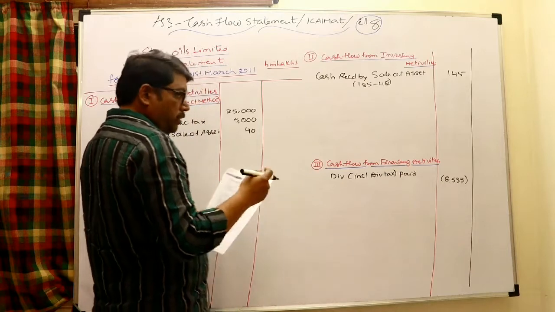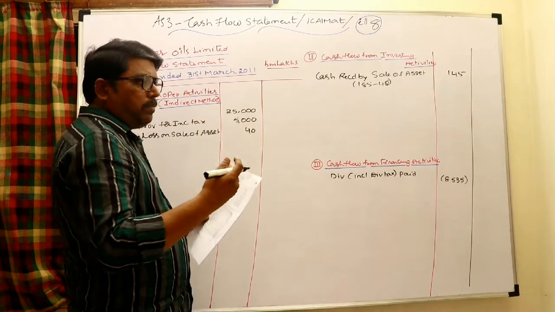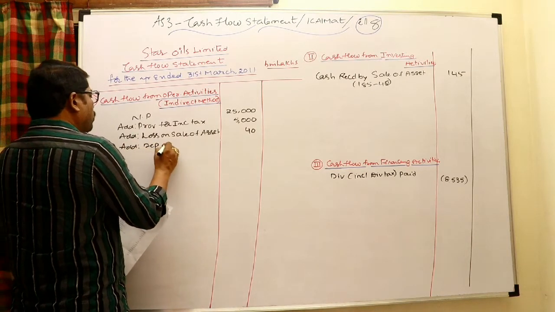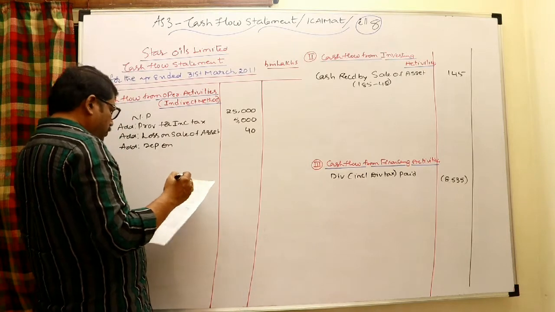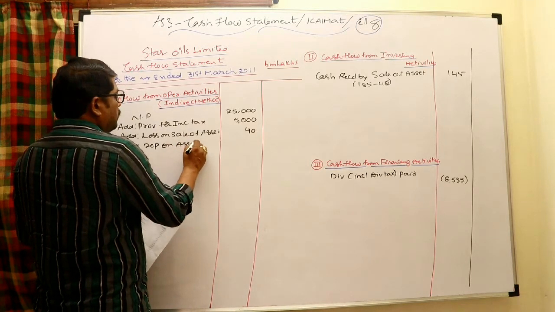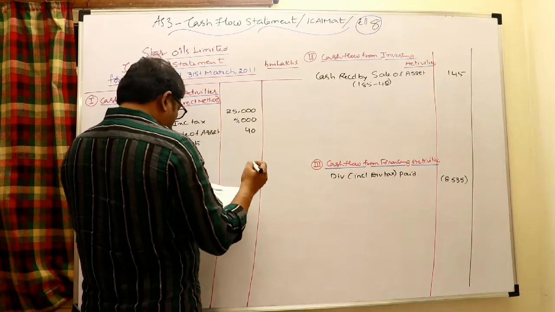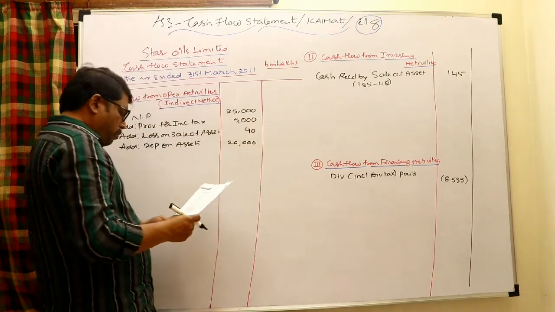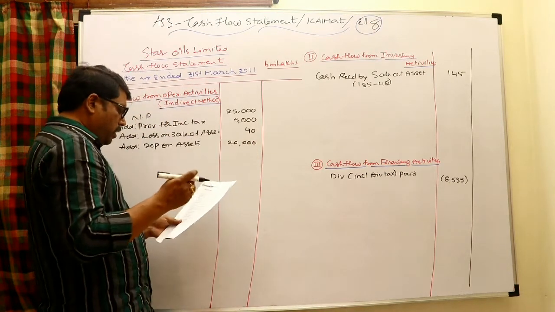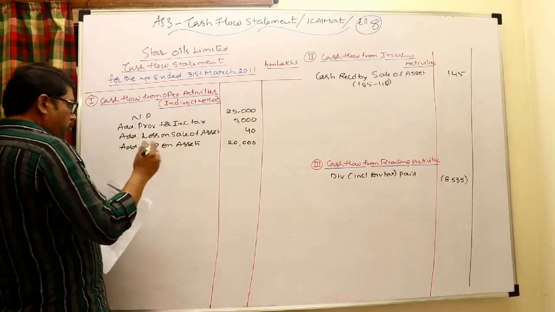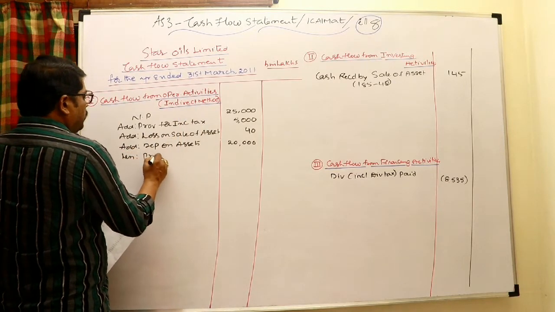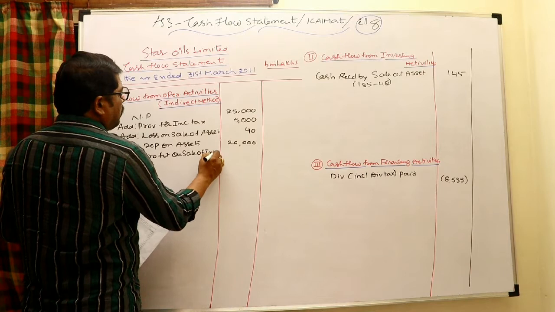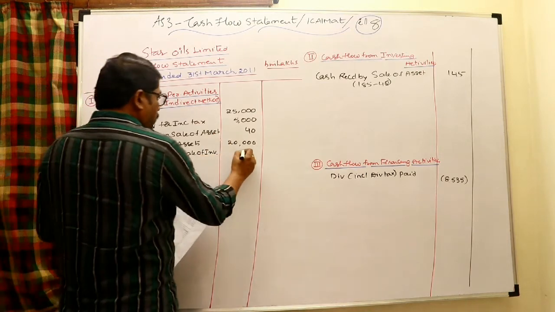Depreciation charged to P&L is a non-cash item. It reduces your profit but it will not reduce your cash, therefore it should be added back. Add depreciation on assets which was charged, and it is 20,000. The profit on sale of investments is to be withdrawn here, 100. Profit increases your profit, so to be removed means less. Profit on sale of investments 100.